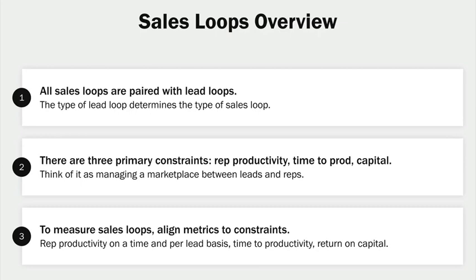So looking at a sales loop, once again, all sales loops are paired with different types of lead loops. That's what determines what type of sales loop it is. There are three primary constraints to a sales loop: rep productivity, time to productivity, as well as capital. And to measure sales loops, we're going to want to align those metrics to those constraints. In the next section or lesson, we're going to be looking at the keys to sales loops and going through some of the different types of sales loops.